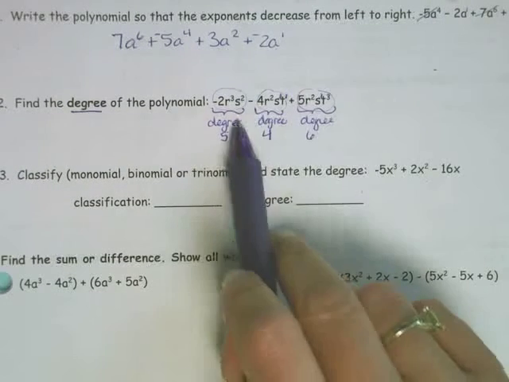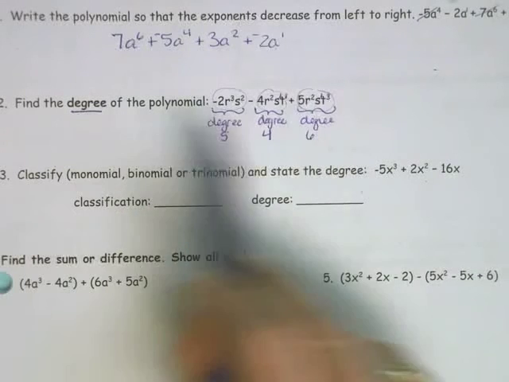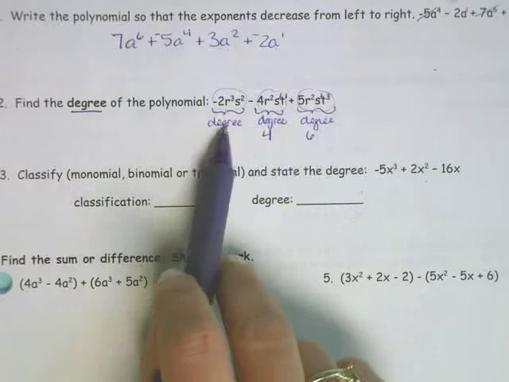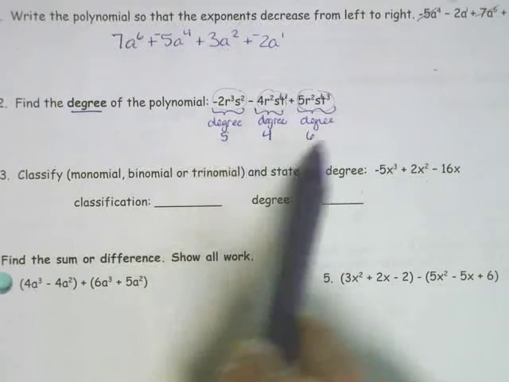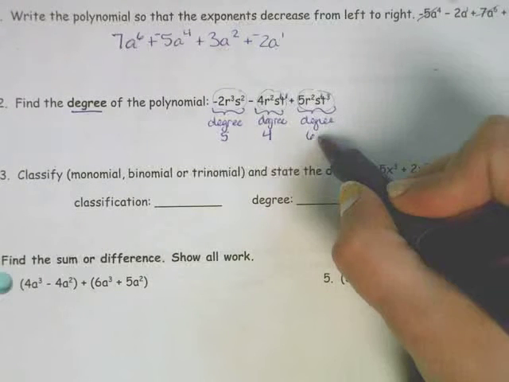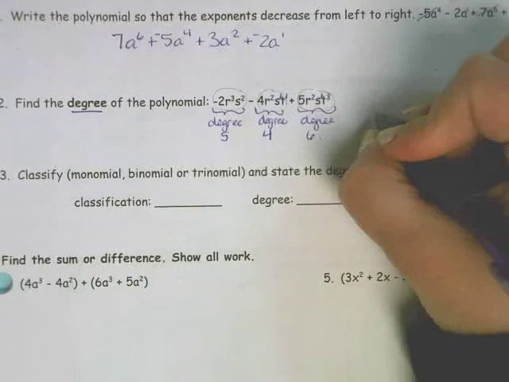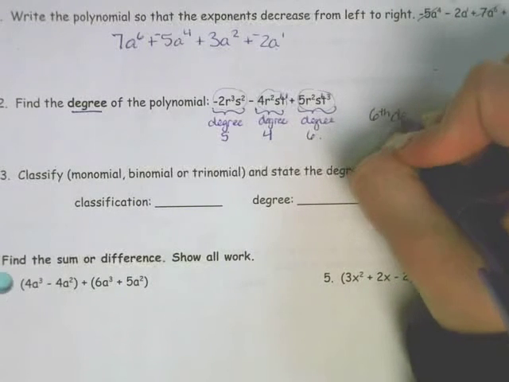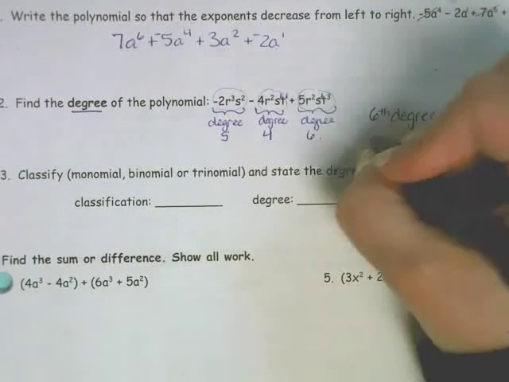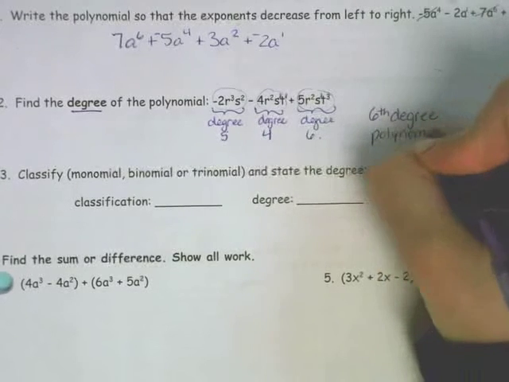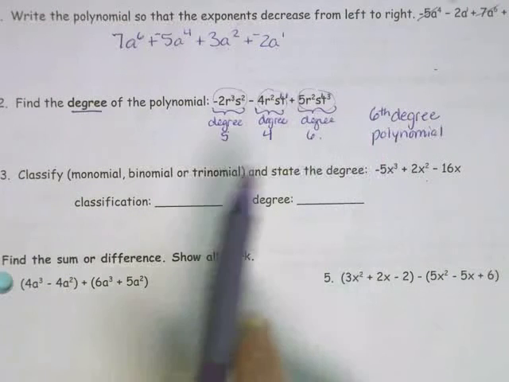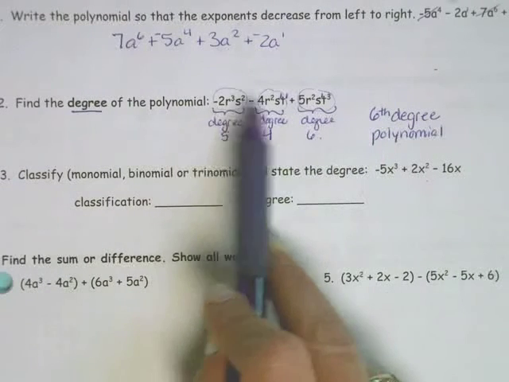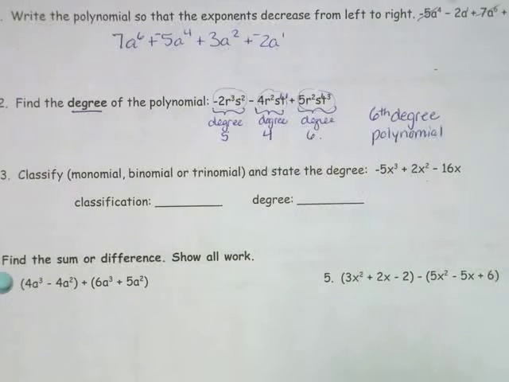So those are the degrees of all the terms. If we're finding the degree of the whole thing, the whole polynomial, it is the highest degree of any of the terms. So which one of these is the highest one? 6. So we say that this polynomial is a 6th degree polynomial because that's the largest degree of any of the terms. So I don't know if you guys caught that when you were doing your focus areas, but that's what it means to be a degree, is you add up the exponents for each term and then see which one has the biggest degree for the whole polynomial.